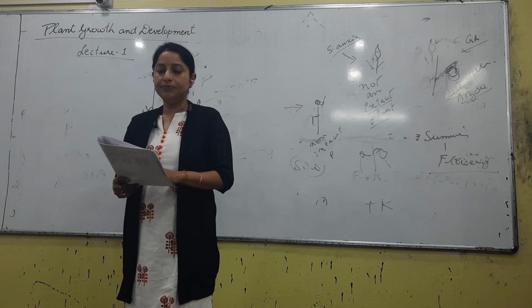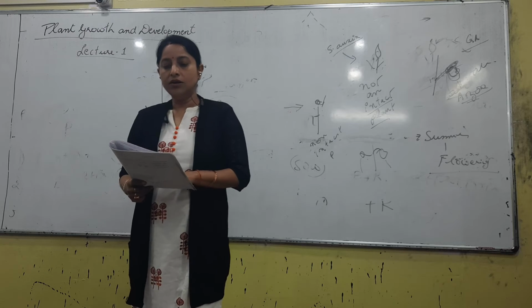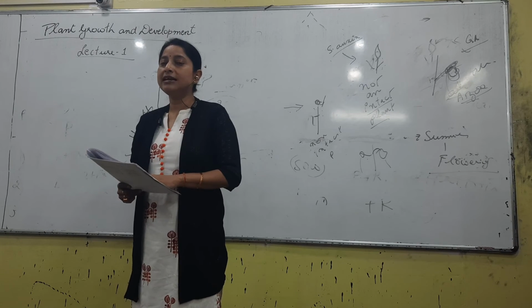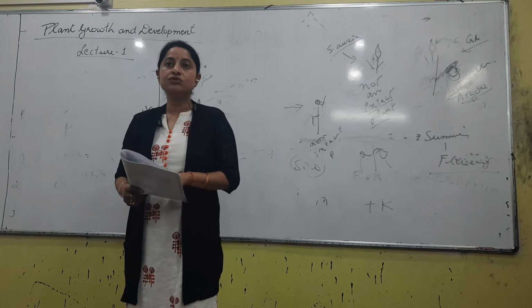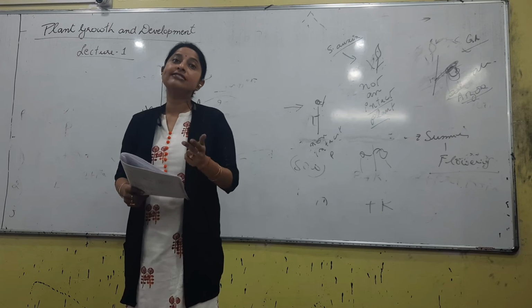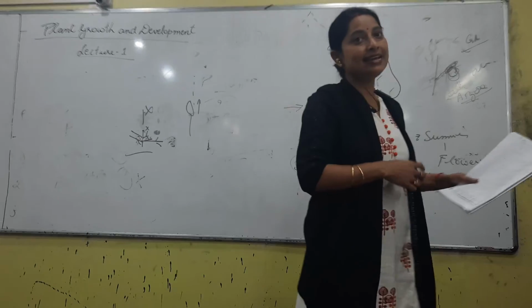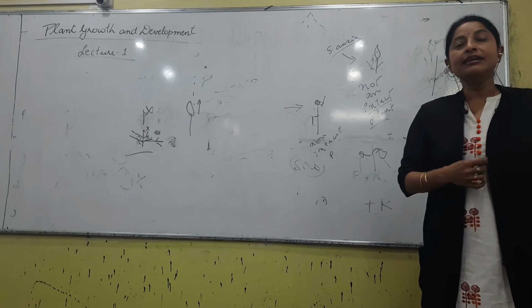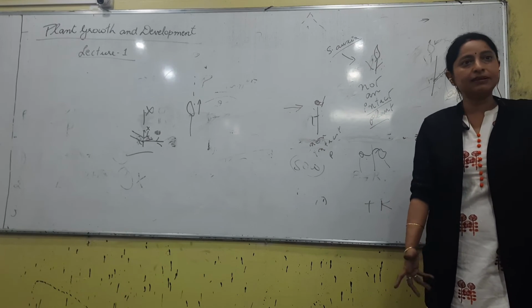Uses of auxin. Next page, very important. One of the most important functions of auxin: auxin is used to bring rooting on stem cuttings. Stem cuttings, layering, all this we have studied, right? So stem cutting is another class, for example bougainvillea, or some other plant like rose.